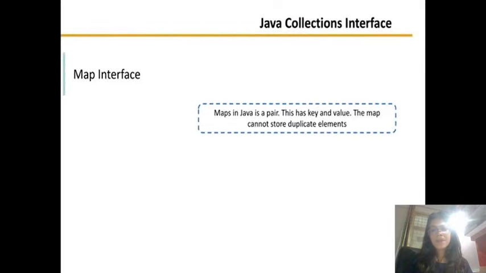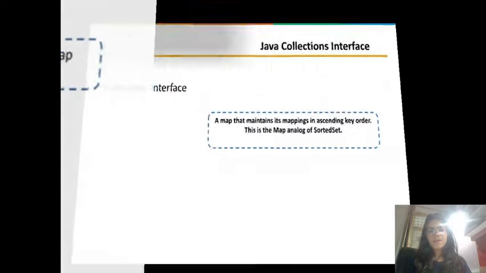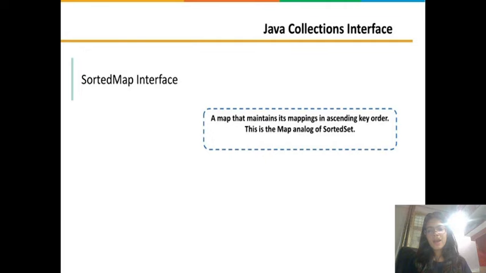Then we have the map interface. Map in Java is a pair that has a key and a value. The map cannot store duplicate elements. Then we have the sorted map interface, which extends the map interface. It is a map that maintains its mapping in ascending key order. This is the map analog of sorted set.